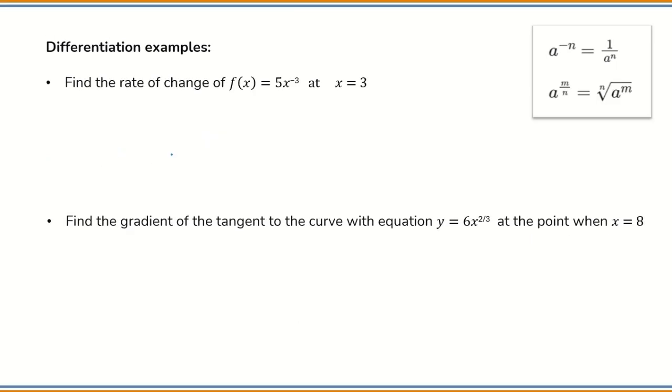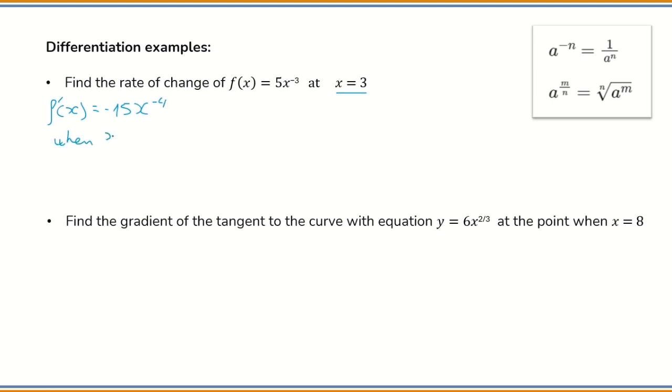These two examples are going to be similar. We have to calculate the differentiation in the same way, but we need to calculate the value at a specific point. For example, in this first one, we need to find the rate of change of the function 5x to the power of minus 3 at x equals 3. The derivative of the function f dash of x equals minus 3 times 5, minus 15x to the power of minus 3 minus 1, which is minus 4.